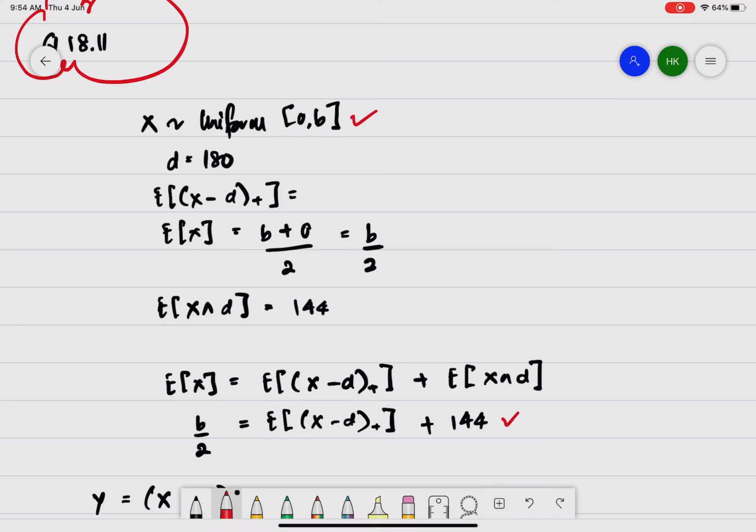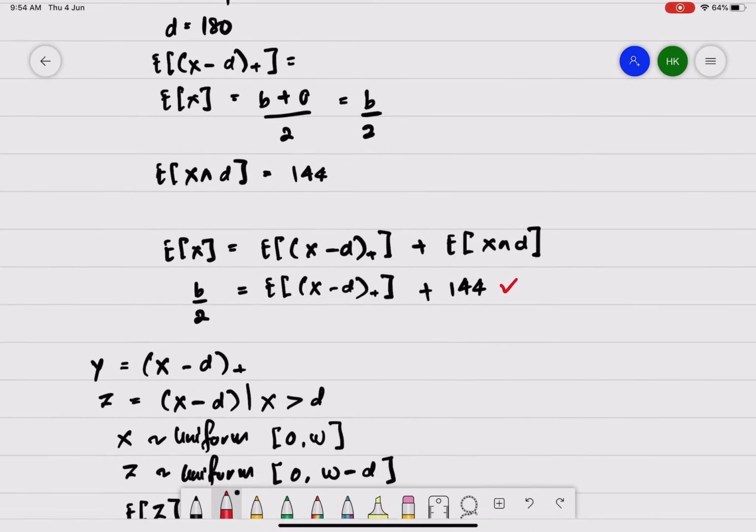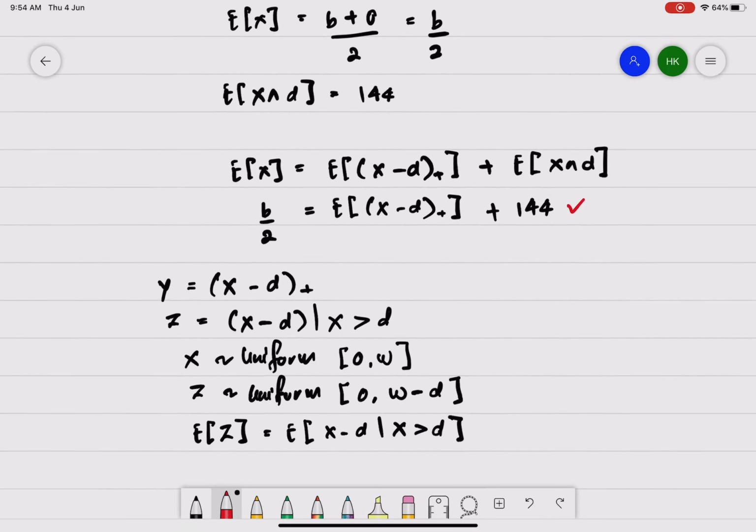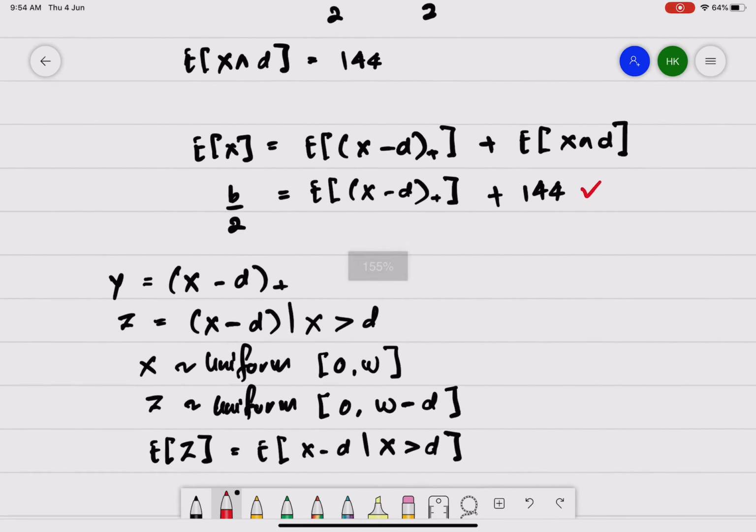So we want to create one equation to solve for B, which is what the question asks you to find. We have another unknown value here, which is the expected value of (X minus D)+. Hopefully we can use that information to solve for B. We know the relationship of what Y is defined as: let's say Y is defined as (X minus D)+. Z equals X minus D given that X is greater than D.